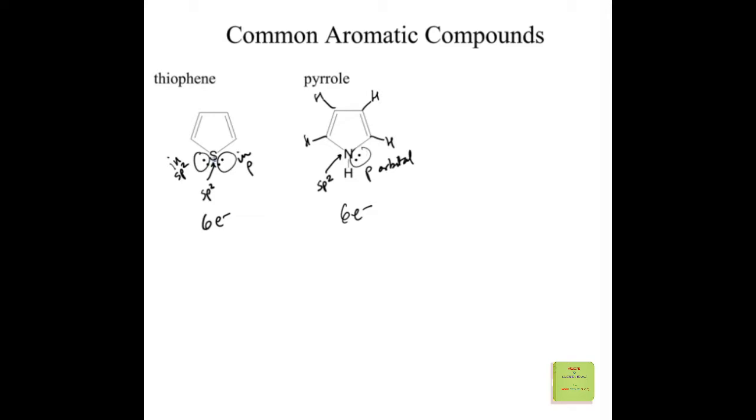These ones with heteroatoms in there, something other than carbon, we call heteroaromatic compounds. Thiophene, pyrrole, pyridine, and furan are all examples of heteroaromatic compounds, and those are all names that you should be familiar with.